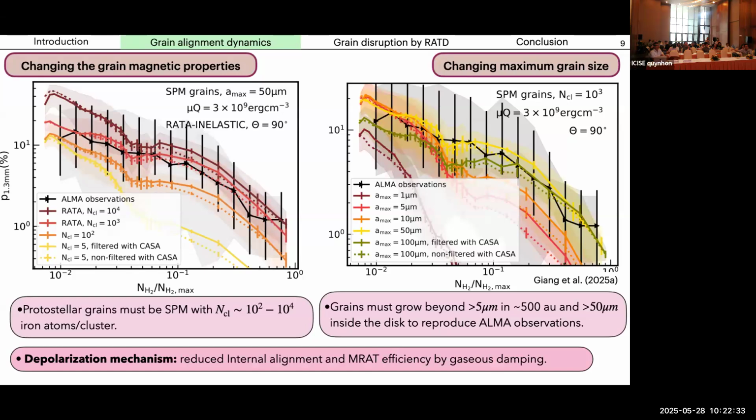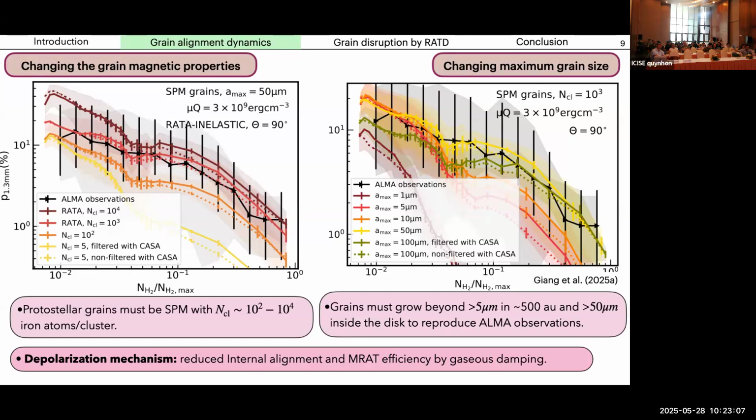So you ask how I can find the best grain that can reproduce the data? Yeah, polarization depends on the grain properties, grain maximum size, magnetic properties, and all kinds of things. And it also depends on the alignment mechanisms. So how do you know that the contribution of the alignment mechanism is so much and grain size is so much, so we can get the best fit to the data?